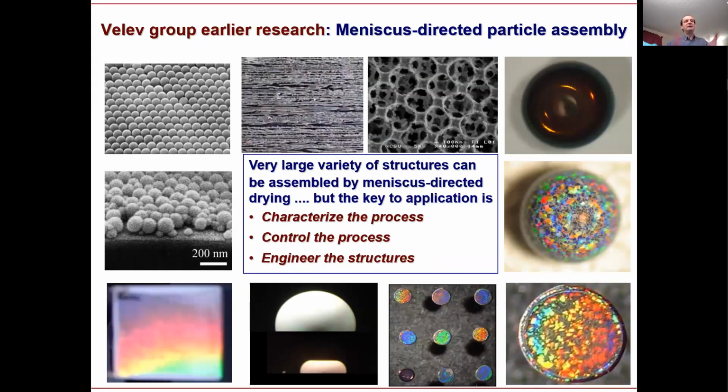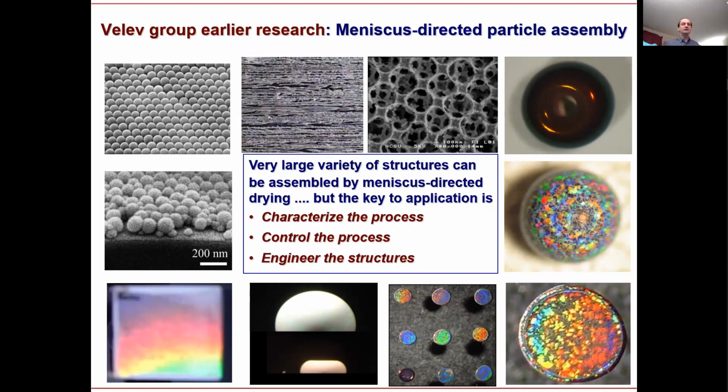This is a summary slide from a few years ago. Some of the beautiful structures that we have made in the Velev group. You can have the organized particles, which is one of the original topics. This is a coating made out of viruses. Then you have the so-called inverse metal opal materials, different types of special particles. All of those structures, in many cases, have beautiful optical properties, beautiful colors, as you can see here. And those beautiful colors come because of the organization of the particles.